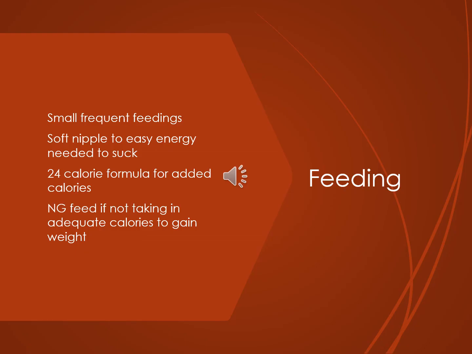Food and nutrition is extremely important in children, right? This is a time when they're growing and it happens really fast, so they need adequate calories and nutrition. So with these cardiac patients, small frequent feedings, soft nipples to easily conserve that energy that's needed to suck, 24-calorie formula for additional calories is often seen. That's important for you to know, increasing those calories using that high calorie formula, and then also using NG tubes for feedings if they aren't taking adequate calories to gain weight. Why? Because they get really tired. It's hard for them.